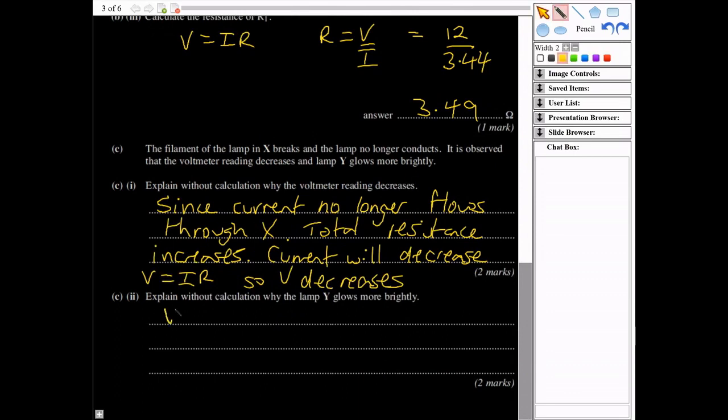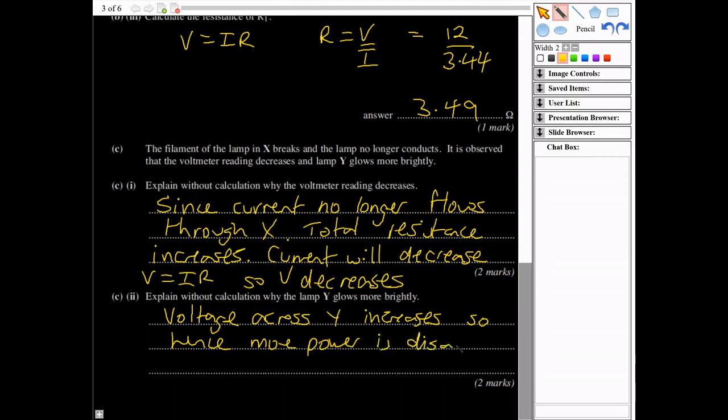So, voltage across Y increases. So, I don't think we need to worry, actually, so we can just say that hence more power is dissipated. Okay, so it glows more brightly.